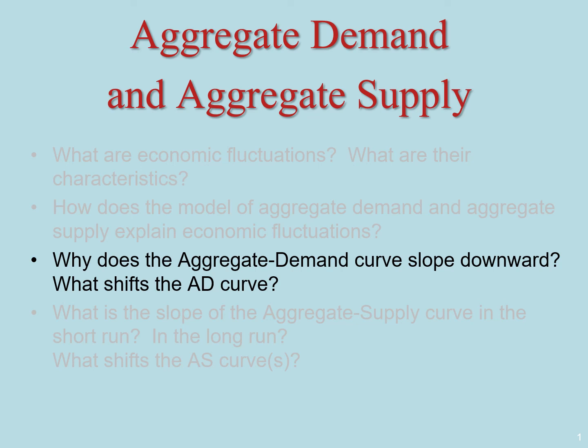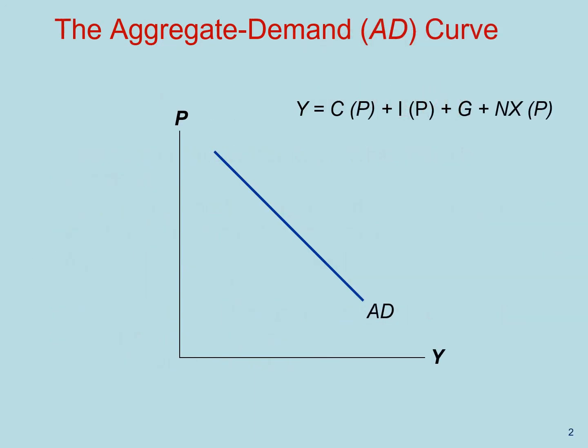In this video, we'll talk in detail about aggregate demand, why it slopes downward, and what shifts the aggregate demand curve. The aggregate demand curve shows the quantity of all goods and services demanded in the economy at any given price level. That means that each of the components of GDP are influenced by the price level.